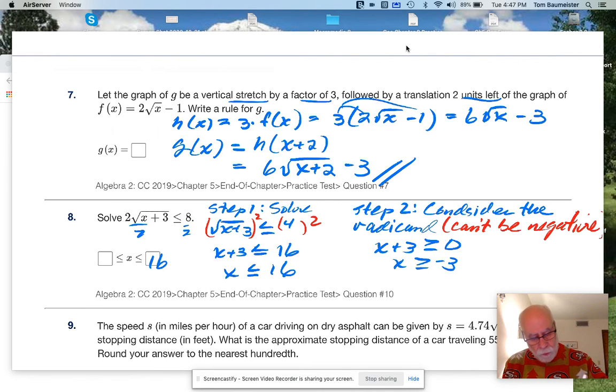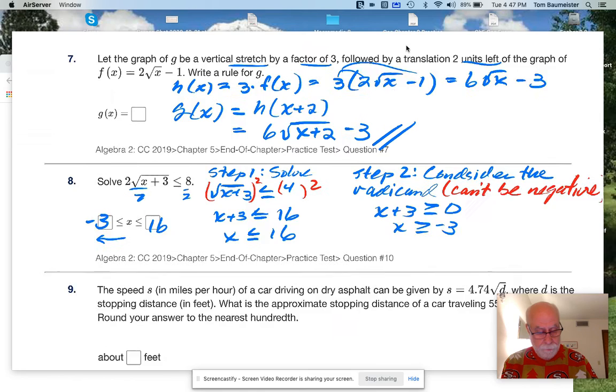All right. So remember, I told you as we go through this, we can write this. If I looked at just this part right here and I read it backwards, I would have x is greater than or equal to negative 3. So you're just going to put your negative 3 right there. And there's your answer for that one.